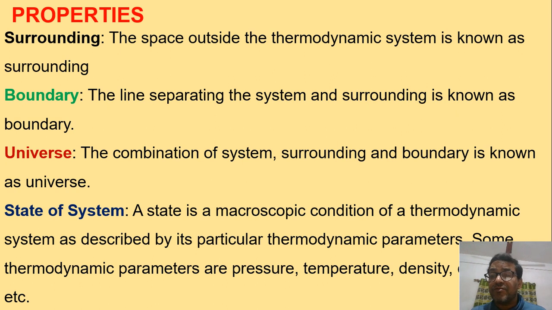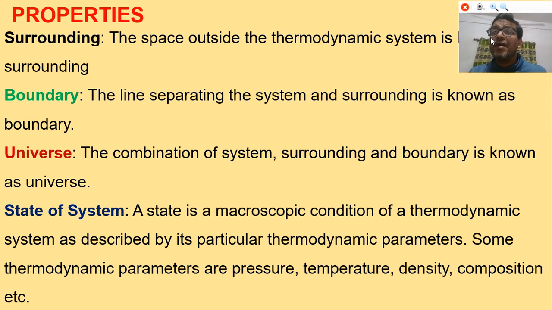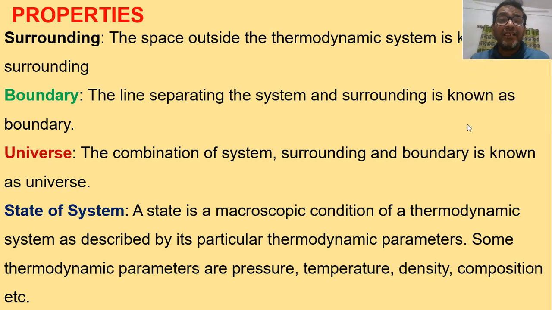Now the state of the system. What does the state of the system mean? The thermodynamic state is the macroscopic condition of a thermodynamic system as described by thermodynamic parameters like temperature, pressure, density, compositions. These all affect the system, so that's why it is called the state. The parameters involved in the thermodynamic system are pressure, volume, temperature, density, compositions.